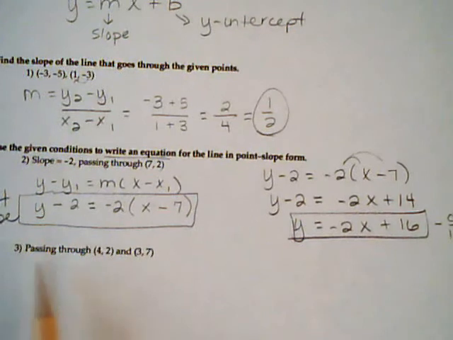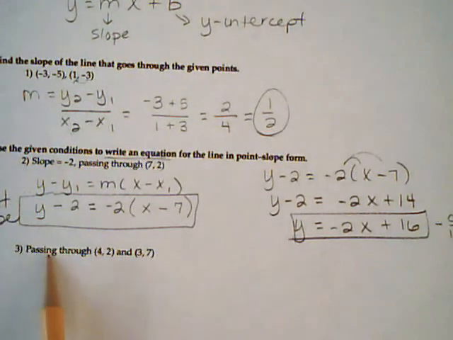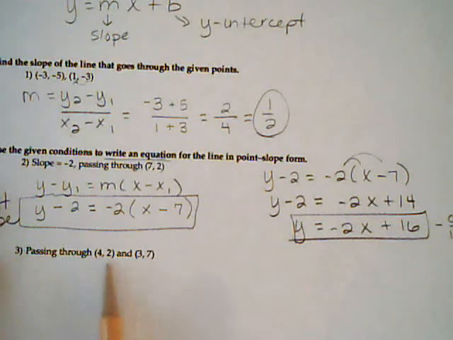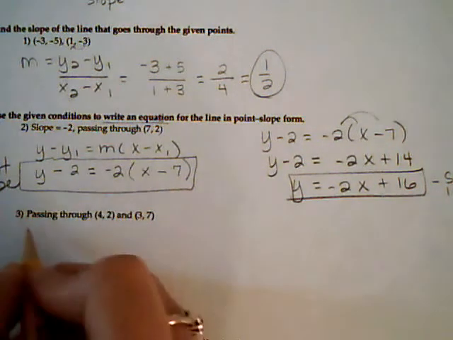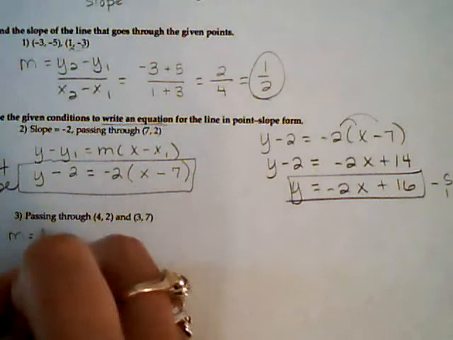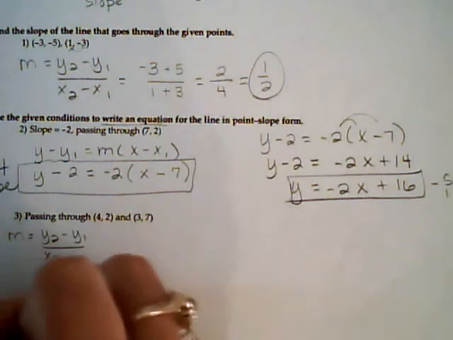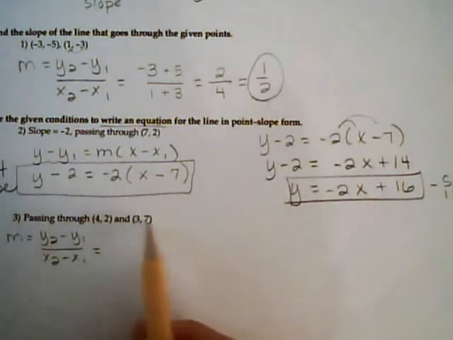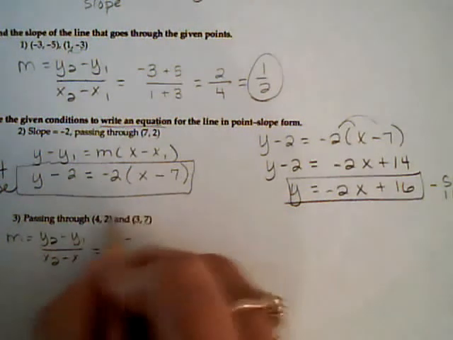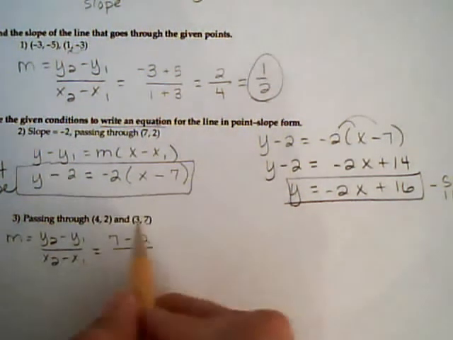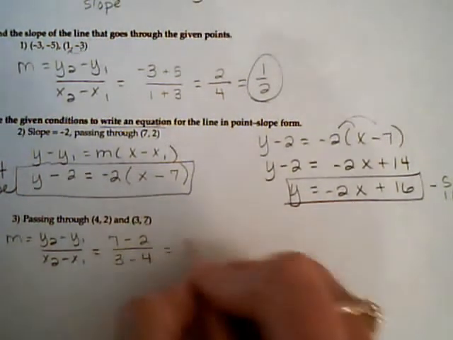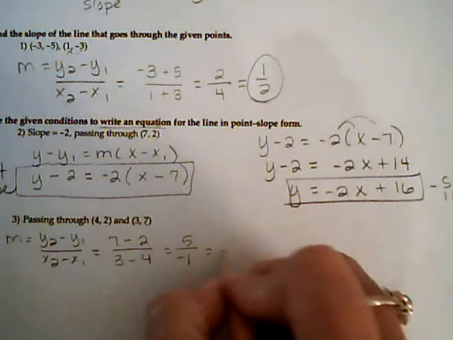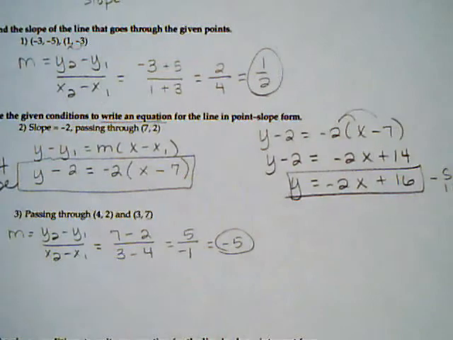Now on number 3, it says, same direction, you're writing an equation, but it's passing through the points 4, 2, and 3, 7. So they didn't just give you the slope. What you would have to do first is find out what the slope of this line is. So first I'm going to use my slope formula. My y sub 2 would be 7 minus 2, which is my other y value. Keep the x's in the same order. So 3 minus 4 would be 5 over negative 1, or we would say just a slope of negative 5.